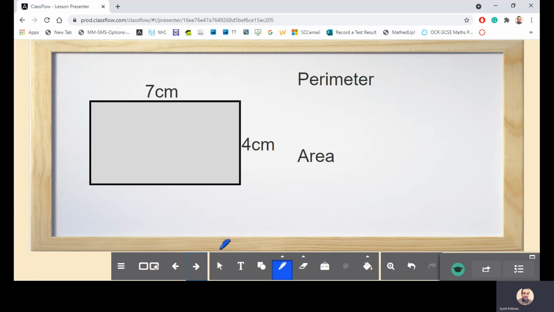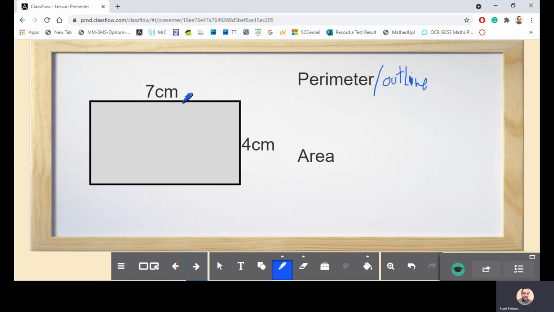Okay, straight on to perimeter and area. So moving on to our shapes. So perimeter means the outline or the outside of the shape. The outline of the shape.